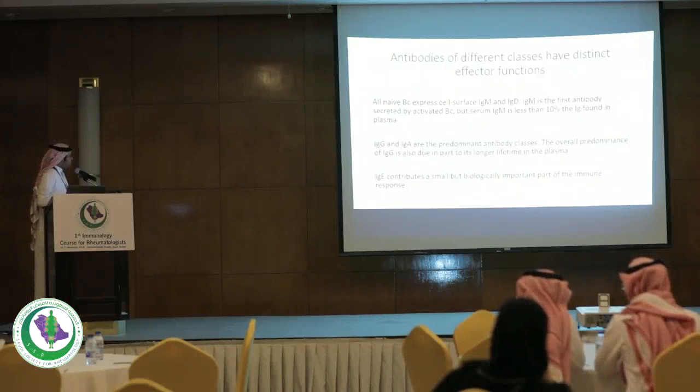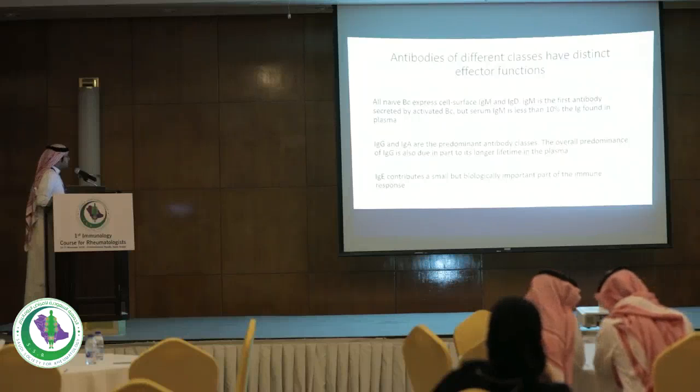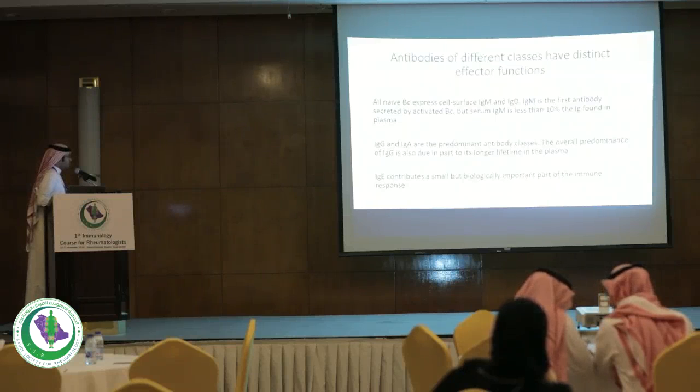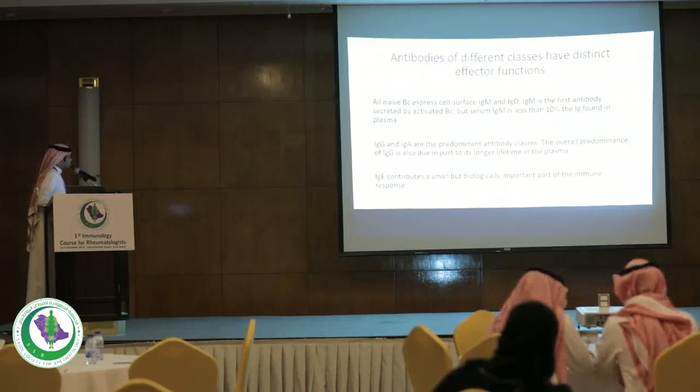As I said, the function of the antibody depends on the isotype of the antibody. So different antibodies have different functions. I said by default, IgM is the first antibody produced by all B cells. However, IgM only constitutes 10% of the total immunoglobulins in the serum. IgA and IgG are the main predominant antibodies in serum, and IgG actually is the most prominent antibody. I think this is the answer for one of the questions that we started with.